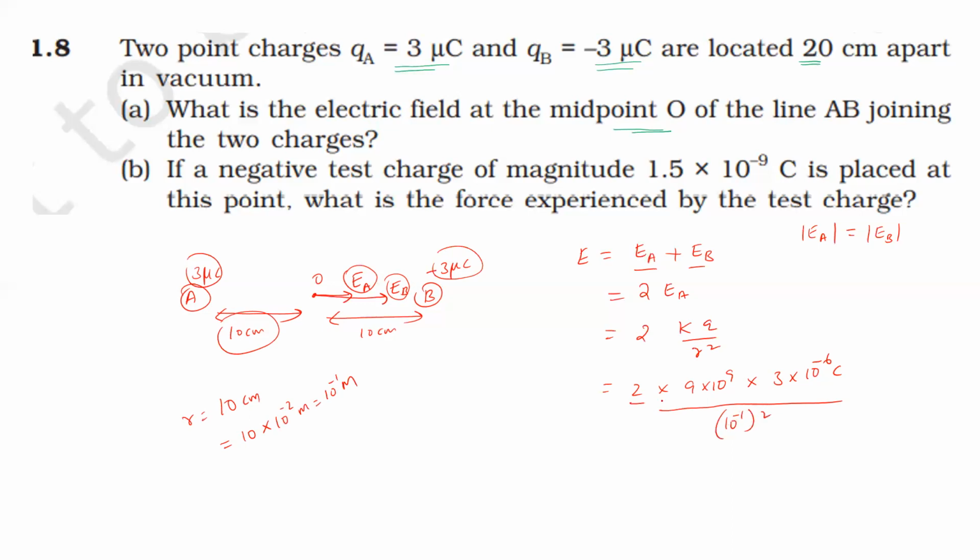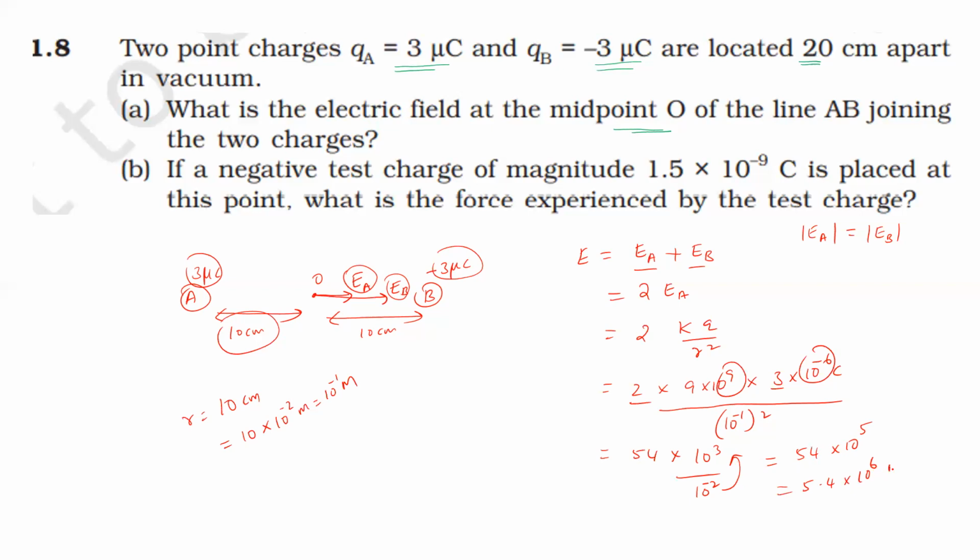Let us take here 2 into 3 is 6, 6 into 9 is 54. So now this is 54 into 10 power 9 and 10 power minus 6. If we add 10 power 9 and 10 power minus 6, it is 10 power 3, divided by 10 power minus 2 whole square, which is 10 power 2. Now, if you take this 10 power 2 to the top, it is 10 power minus 2. If 10 power minus 2 goes up, it will become plus. So 54 into 10 power 3 plus 10 power 2, that is 10 power 5. This one we can write as 5.4 into 10 power 6.